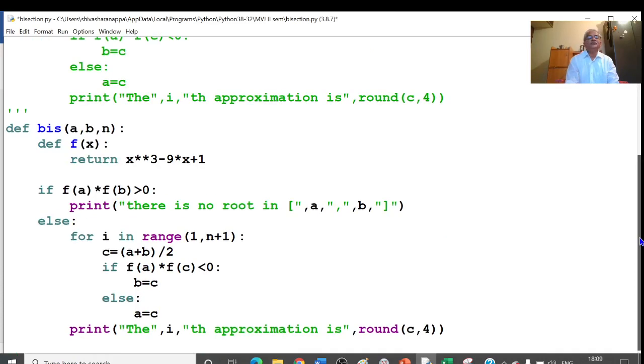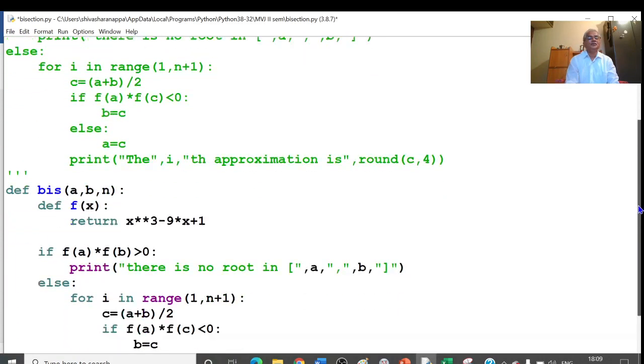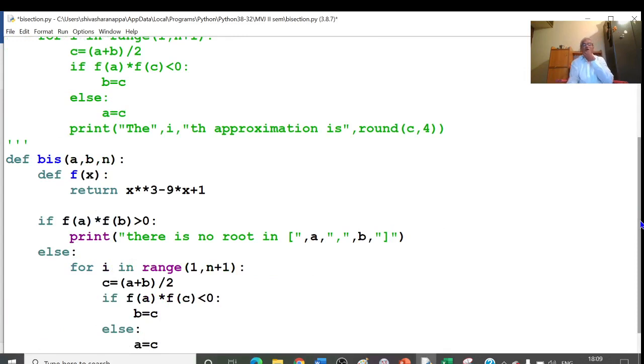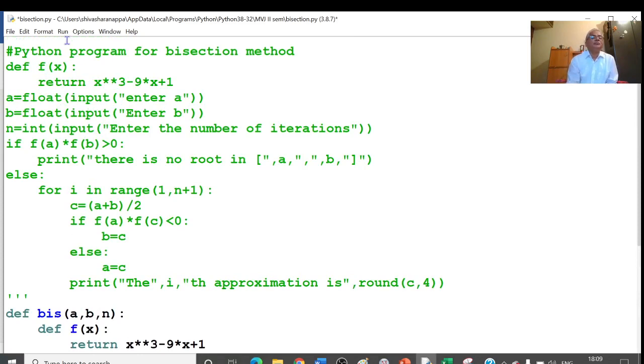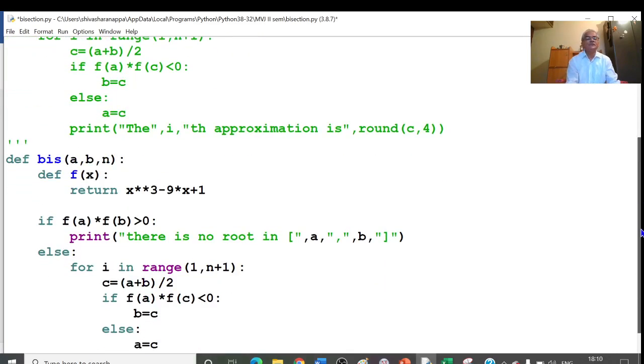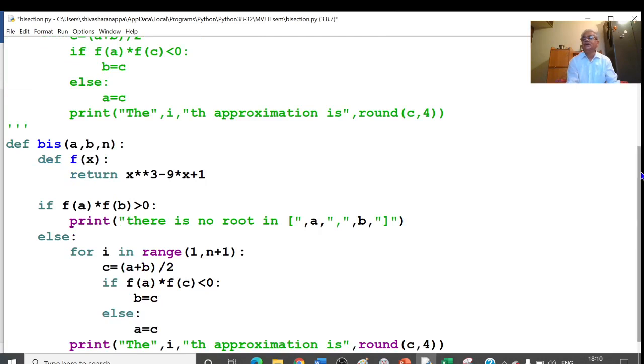Yeah, the same program by defining a function. In the first program, after we run this program, we have to enter the value of A, the value of B, the value of N, then we get the output. Again, to run this program, I have to come to the program and run it, and enter the values A, B, N again. If I want to change this N to 10 or 15 iterations, again I have to run this program. To avoid this, the logic is the same, only the style is different here.